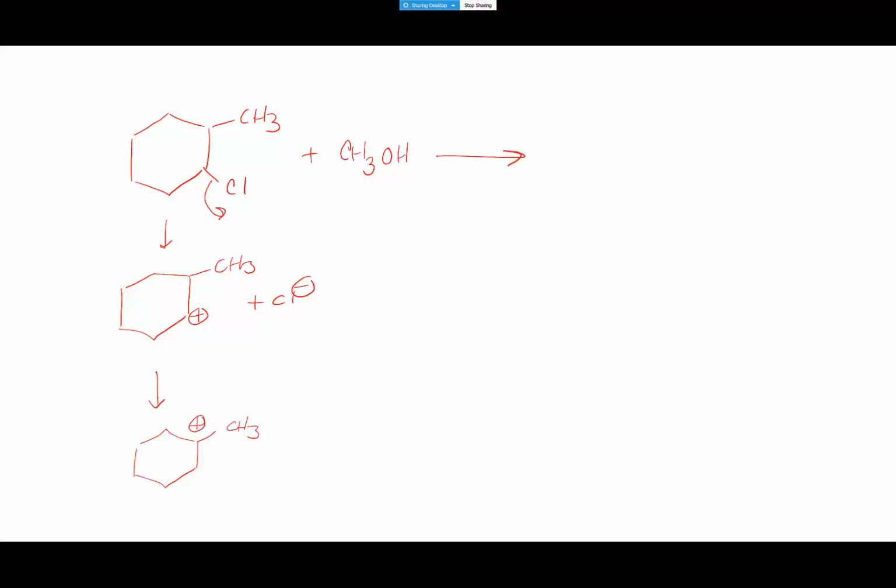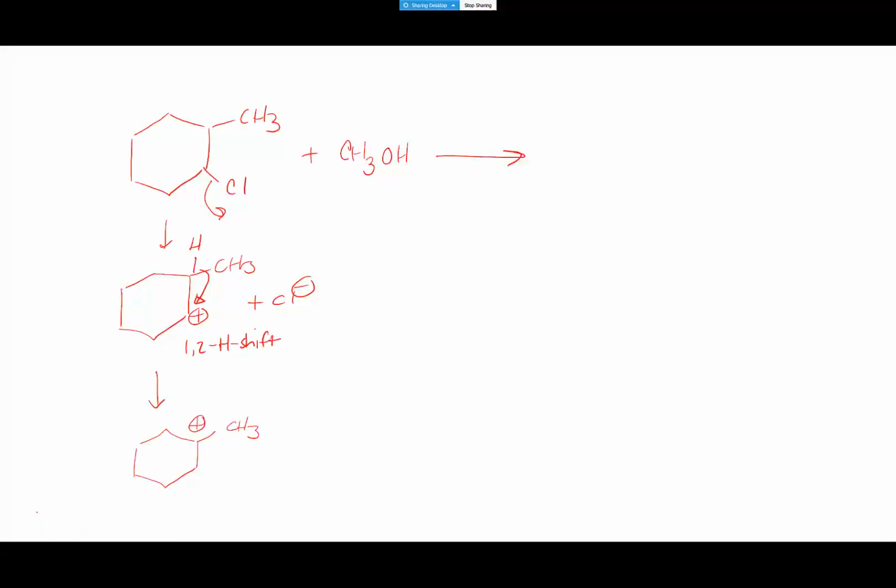So yes, the carbocation will move, but what else will move? The hydrogen. So you have to show the hydrogen then doing a 1-2 shift, so that the hydrogen then moves down here now to this carbon, and then the plus charge moves up. So it's a combination of both the plus charge moving and the hydrogen moving.